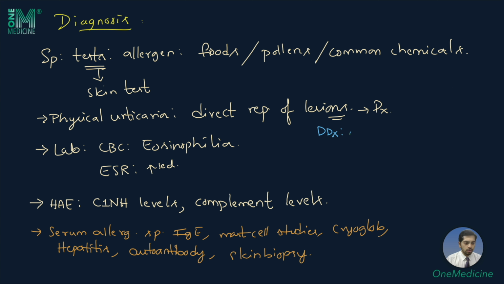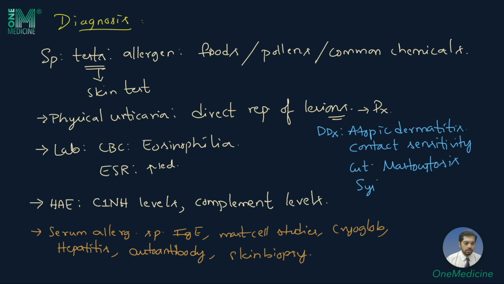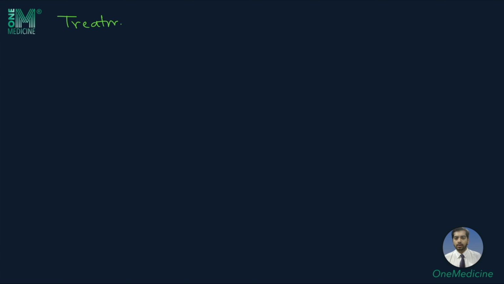Differential diagnosis includes atopic dermatitis, contact sensitivity, cutaneous mastocytosis, and systemic mastocytosis. Let's now look at the treatment of angioedema and urticaria.